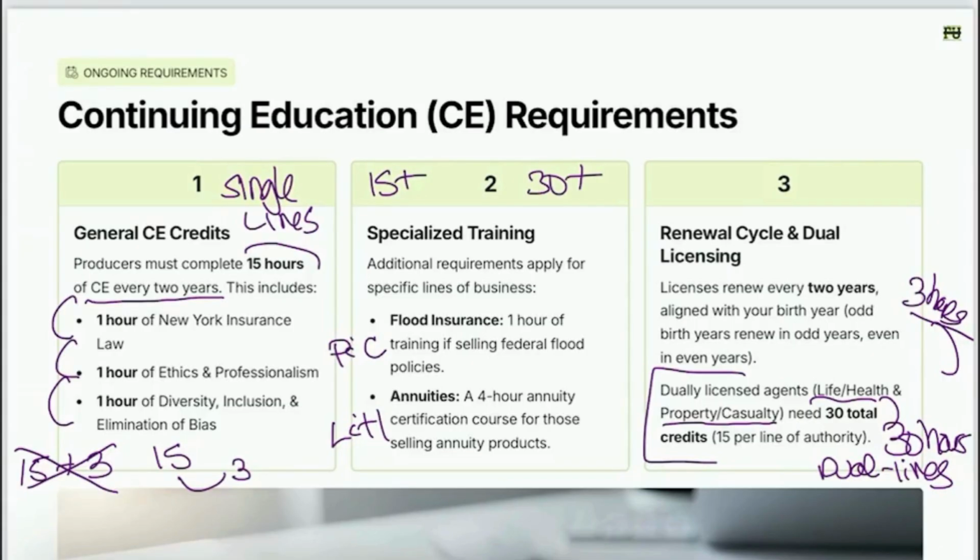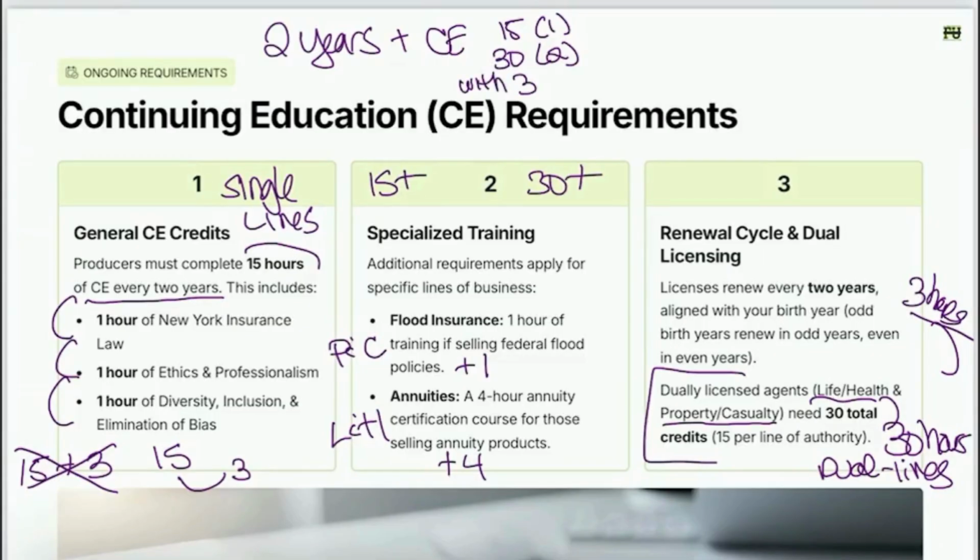All right, so 2 years. That's how long the license is good for. CE is 15 for a single line, 30 for a dual line, with 3 of those being law, ethics, and diversity. And how long do you have to report any changes? 30 days.